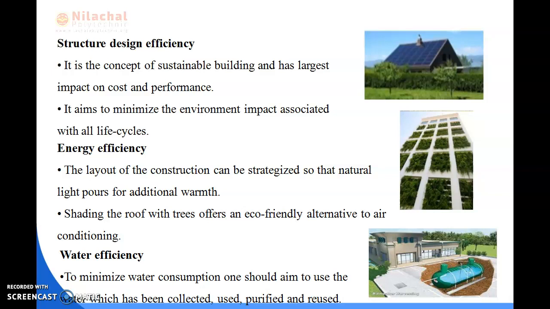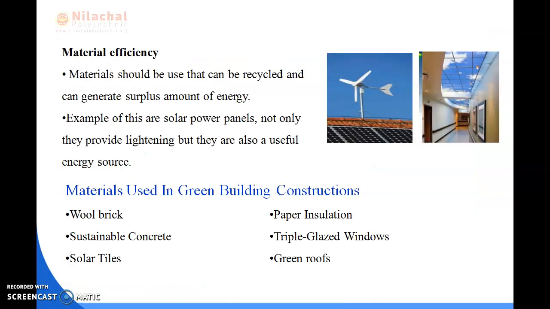Next is water efficiency. To minimize the water consumption, one should aim to use the water which has been collected, used, purified and reused. Next one, the last one, is material efficiency. Materials should be used that can be recycled and can generate surplus amount of energy. Example of these are solar power panels. Not only do they provide lighting but they are also useful energy sources.